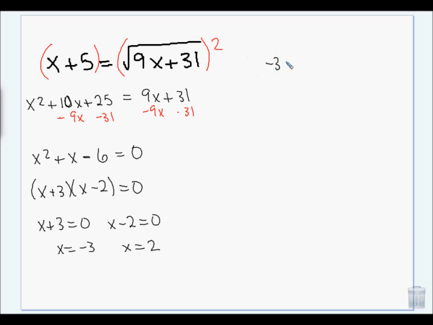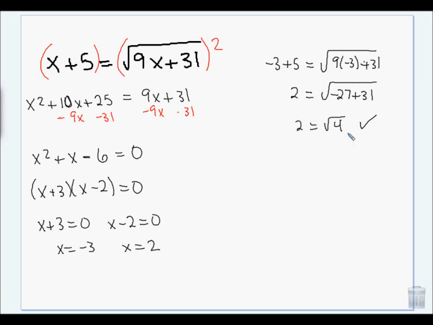Is it final on the paper? Yes, your final is paper. So I have 2 is equal to the square root of -27 plus 31. So 2 is equal to the square root of 4. That's good. So 3 worked.